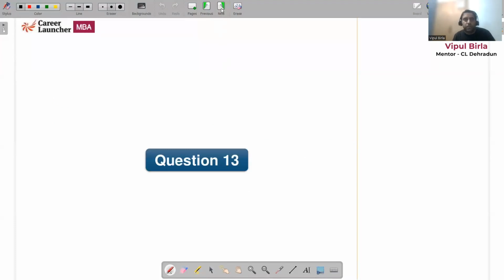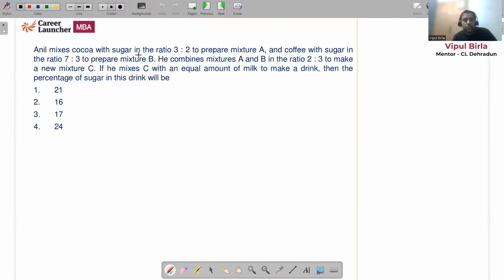Let's look at question number 13. Anil mixes cocoa with sugar in the ratio 3:2 to prepare a mixture A, and coffee with sugar in the ratio 7:3 to prepare mixture B. He combines mixture A and B in the ratio 2:3 to make a new mixture C. If he mixes C with an equal amount of milk to make a drink, then the percentage of sugar in the drink will be. So we are looking for the percentage of sugar in the entire mixture, which is obtained by mixing A and B along with an equal amount of milk.